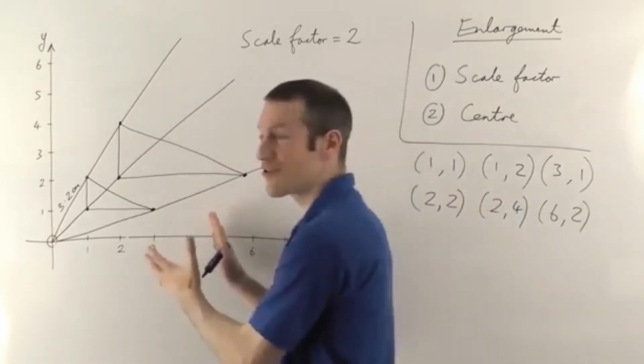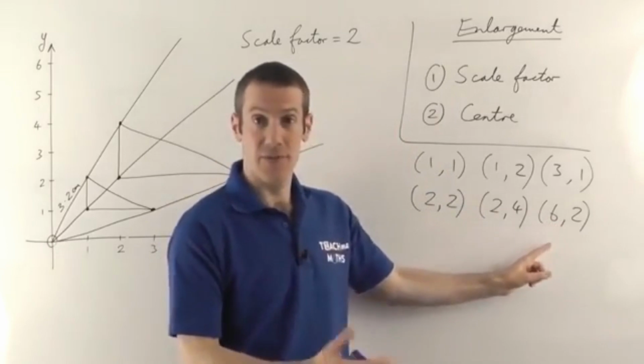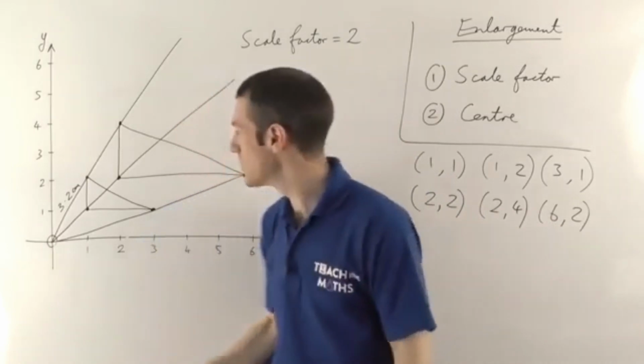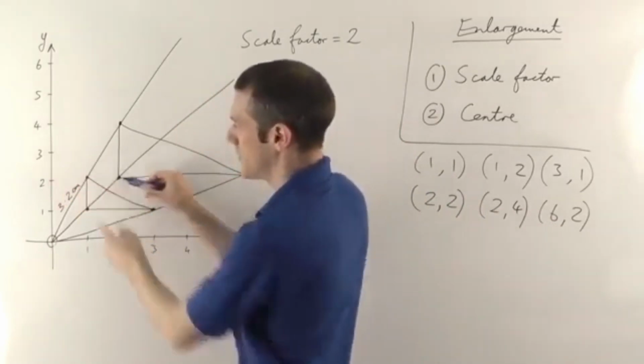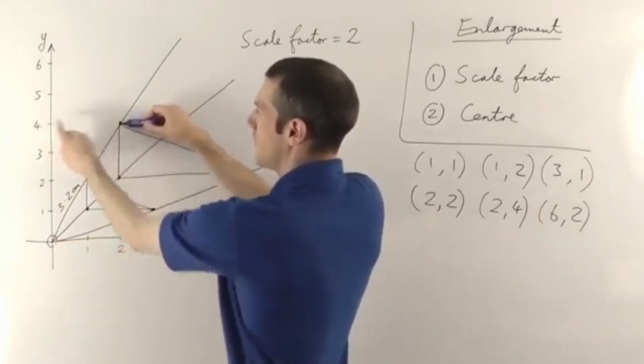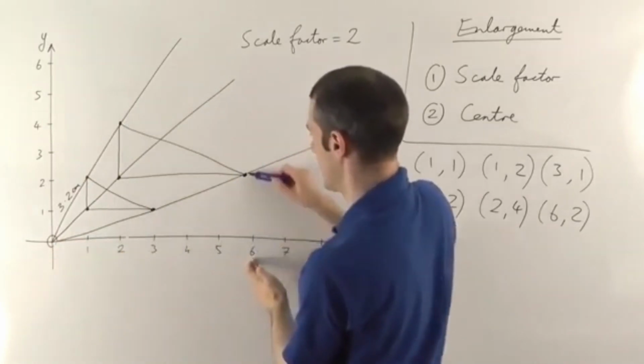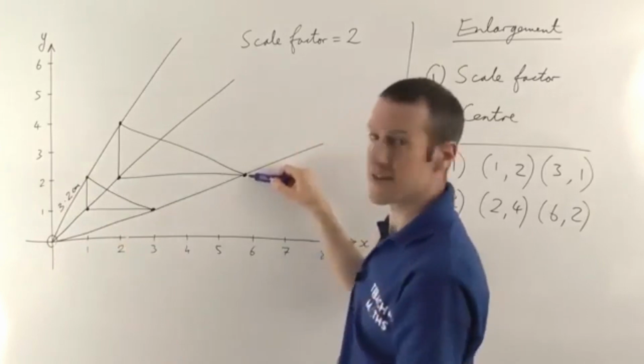And if you've done this accurately, then you'll find the coordinates will be exactly the same as if you'd used the other method. So the first one should be at 2, 2. So this point, yeah, 2, 2, 2, 4. So 2, 4. Yeah, that looks good. And then 6, 2. So 6, 2. More or less, that's all right.